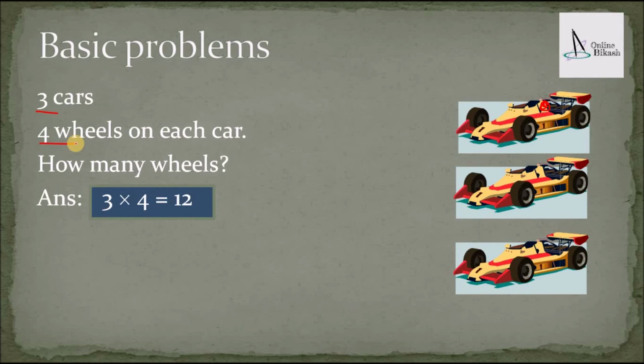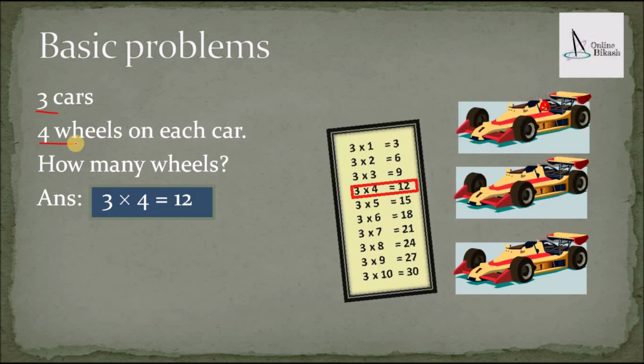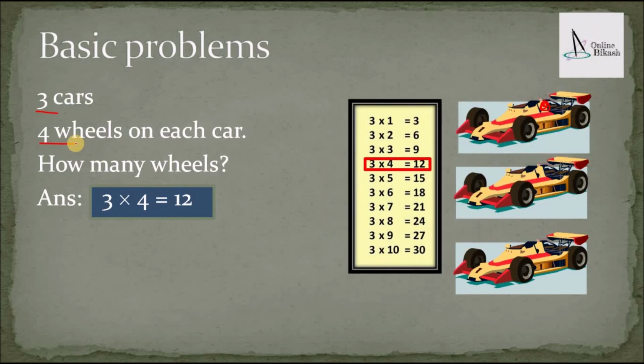Now 3 4s are 12. Actually it is coming from the table of 3. If you see in this table, 3 4s are 12. That means these cars will have 12 wheels in total.